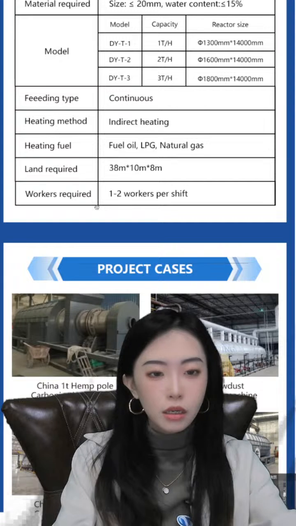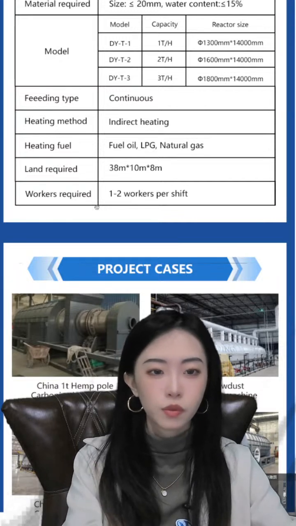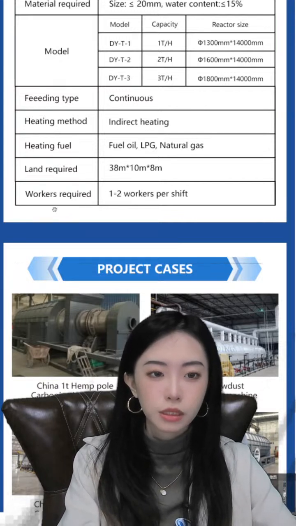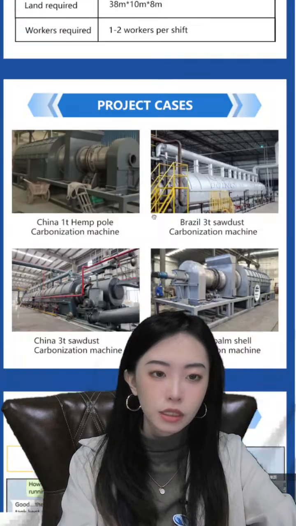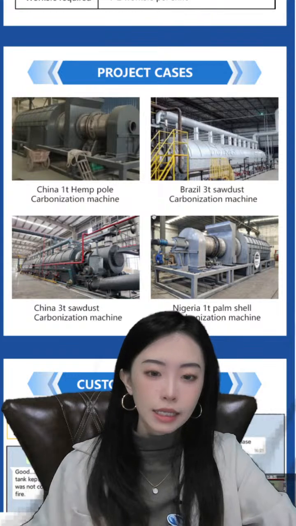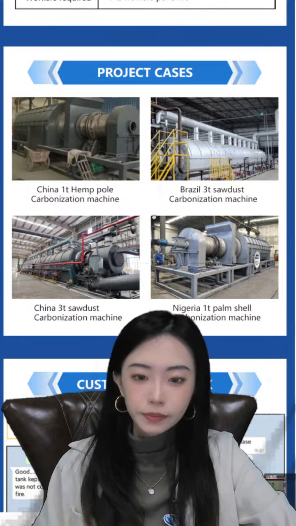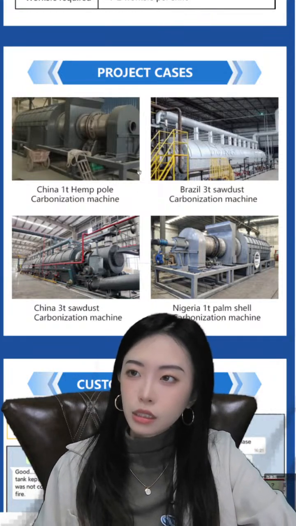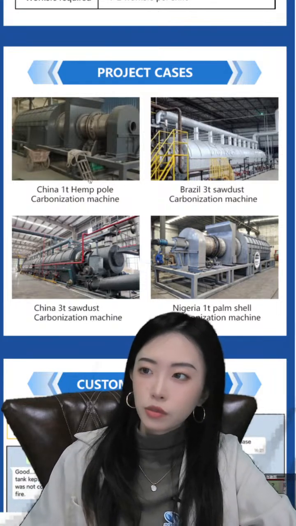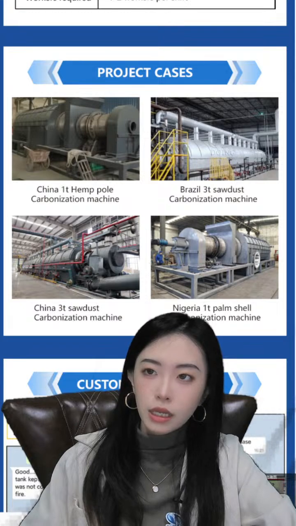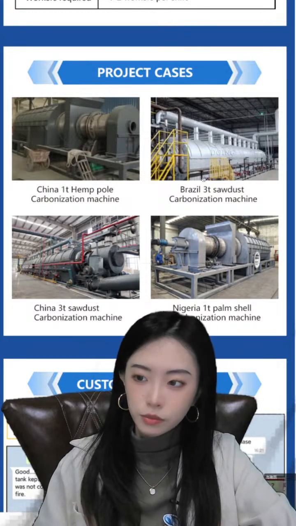We have the PLC system. It will work automatically, so we need few workers. 1 or 2 workers is enough. And these are some project cases. This is a client in China, a continuous one for 1 ton per hour, and this is a customer in Brazil.